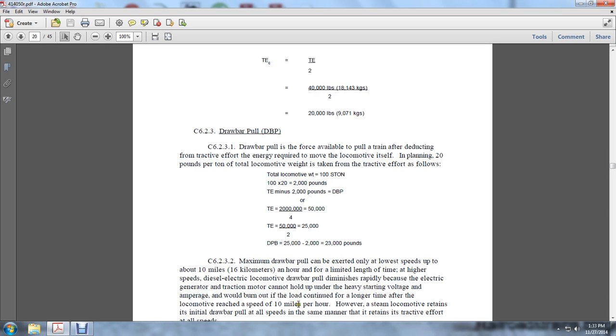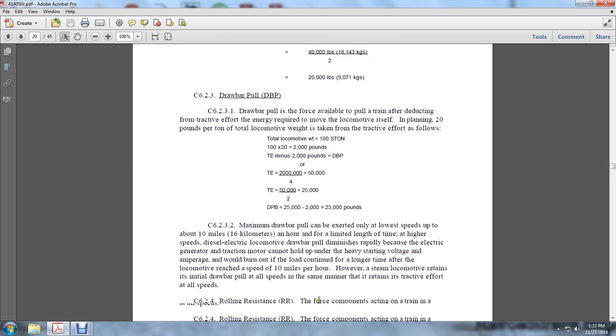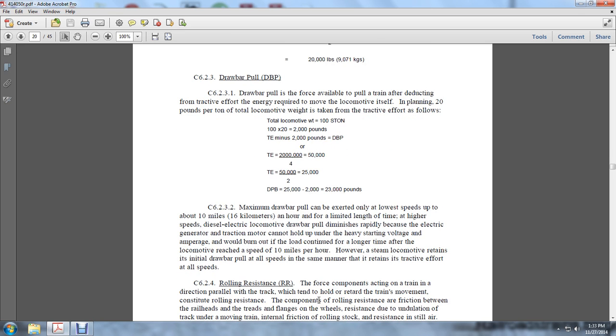However, the steam locomotive retained the initial draw bar pull at all speeds. In the same manner, the tractive effort is retained at all speeds. Rolling resistance, the RR, is the force of the components acting on the train in the direction parallel with the track, which tends to hold and retard the train's movement.